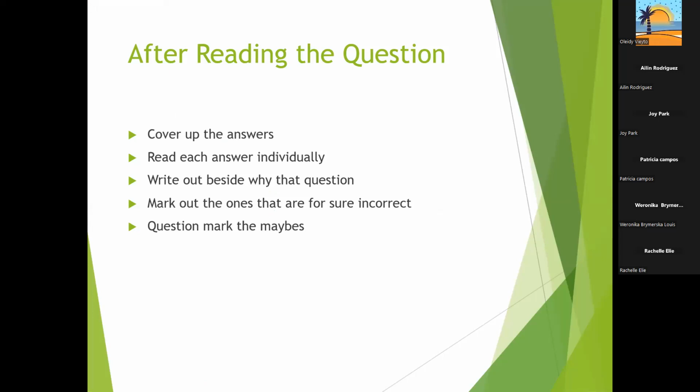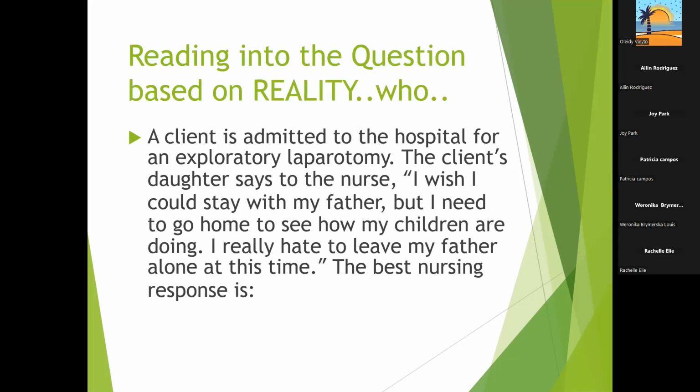Because if you can get it down to 50-50 with multiple choice questions, your brain is going to just focus on those two instead of all four answer choices. Okay, so you put question marks to the ones that you narrow them down to, right? Those are your maybes. Okay, so let's look at a question.